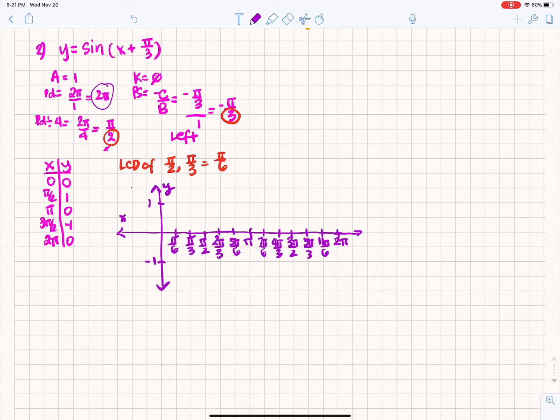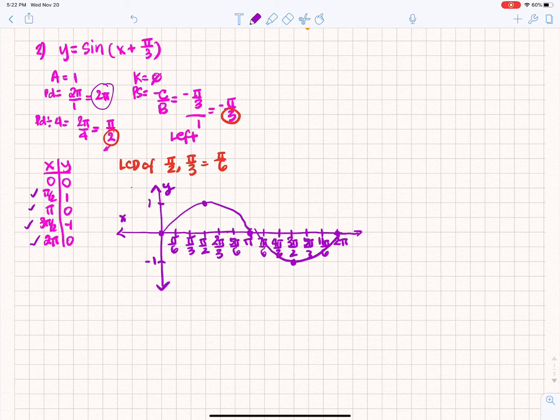Okay, now, where are your points for sine? Sine starts at 0. Now, the next point won't be at pi over 6. Your next point will be at pi over 2, we go up 1. At pi, we go 0. At 3 pi over 2, down 1. At 2 pi, 0. Okay, draw your sine graph.